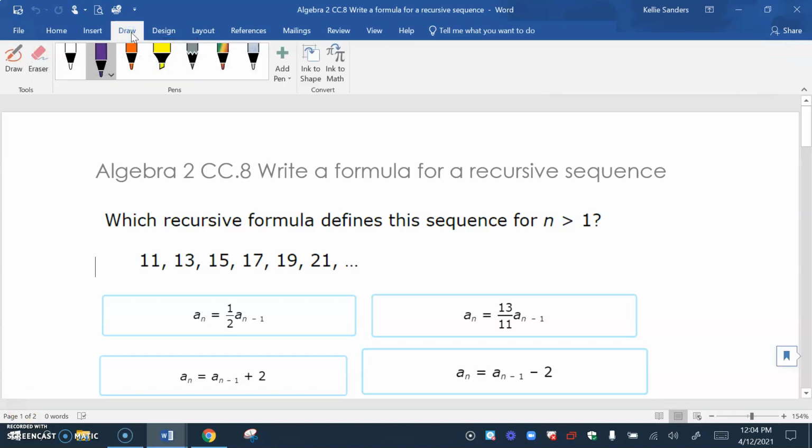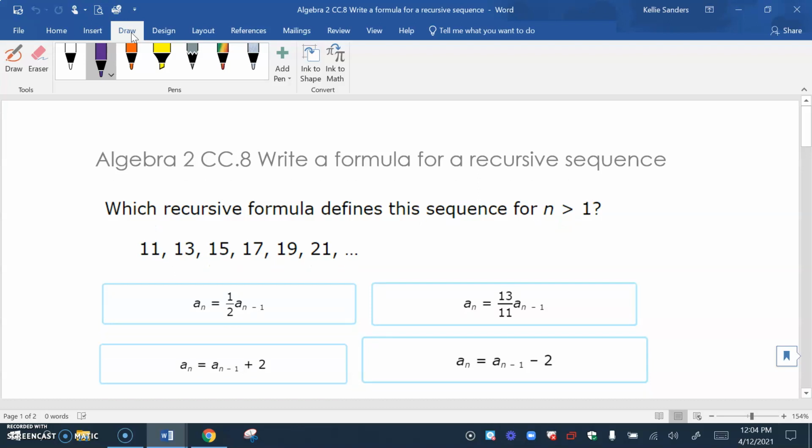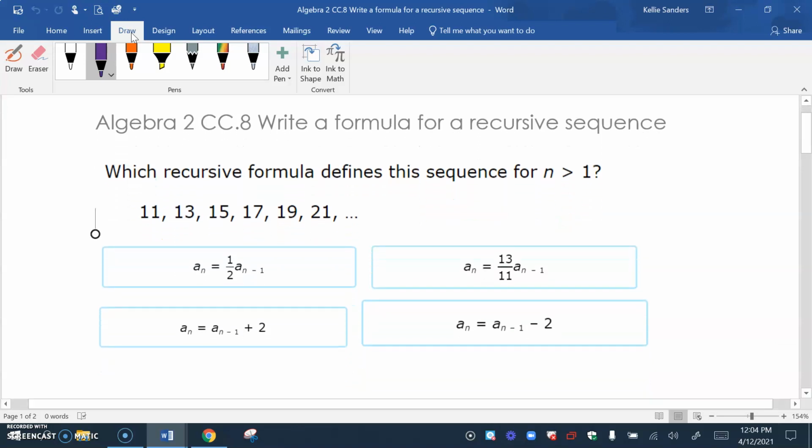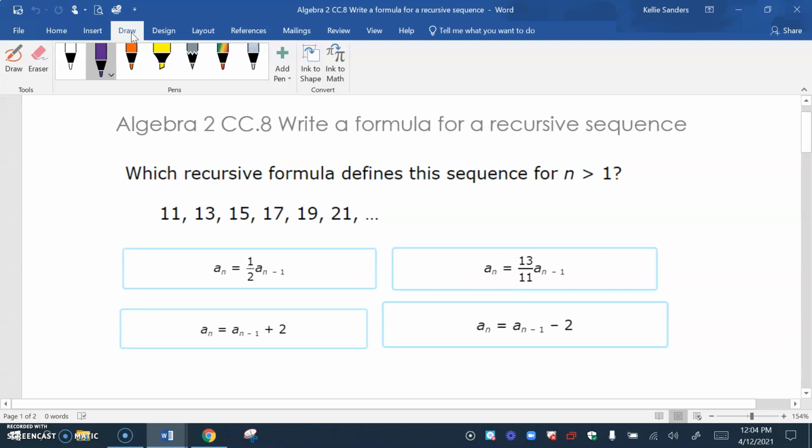CC.8, write a formula for a recursive sequence. Now remember, a recursive sequence is whenever you use previous answers to get to the next term. So what you're going to do, you're going to look for patterns and what's going on.